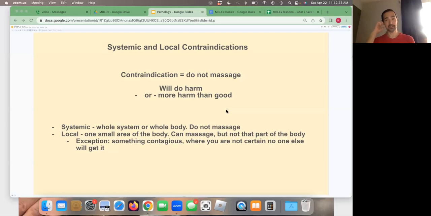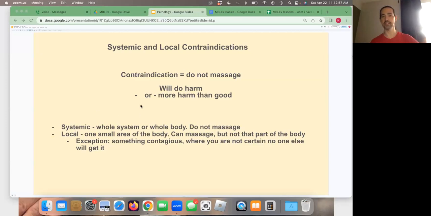When you hear the word contraindication, think do not massage. Think massage will do harm, or massage will do more harm than good. Now, a systemic contraindication compared to a local one: systemic means the whole body system, the whole skin system, the whole circulatory system, the whole respiratory system, the whole skeletal system. Or it can mean the whole body, since it's wide enough that you could just think of it as the whole body.